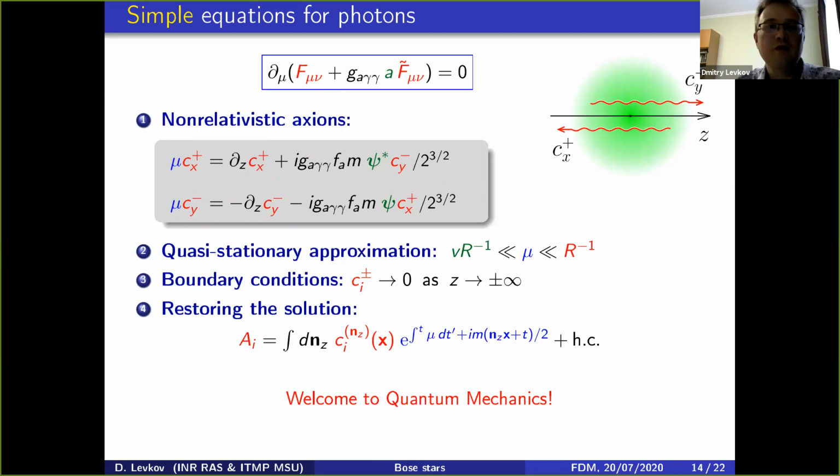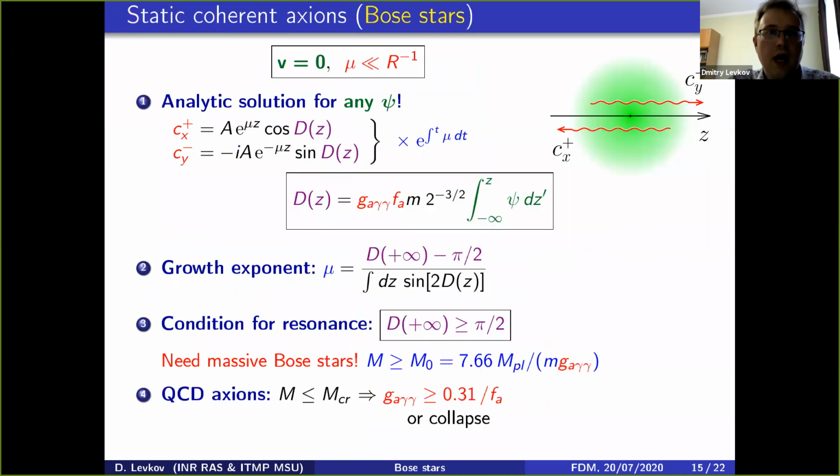And you solve this equation along different axes with appropriate boundary conditions. You find resonant modes which grow, which have positive mu, positive real part of mu. And after that, you can combine all these modes into the electromagnetic field, and this will be the solution. That's it. This is the general scheme of my approach.